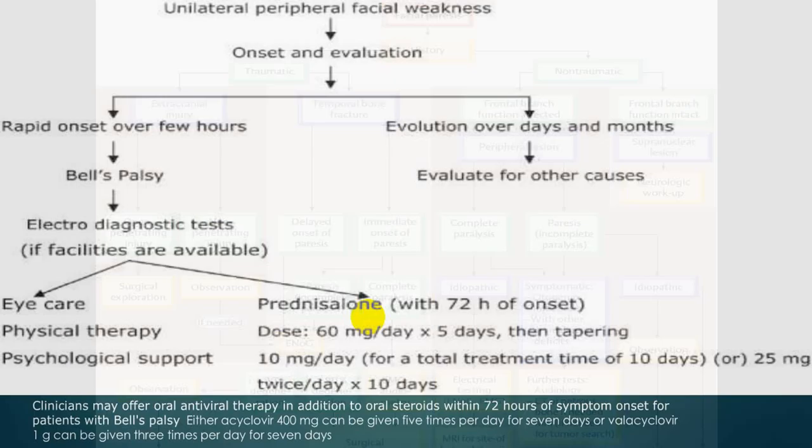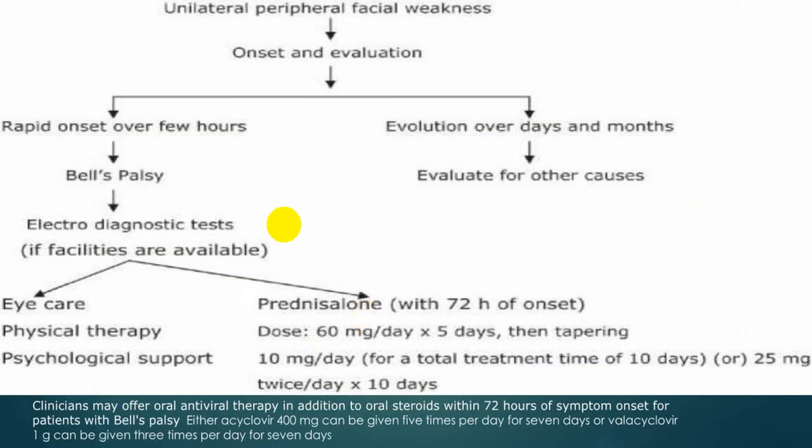Now this particular part I have already discussed in facial nerve. So rapid onset over a few hours, Bell's palsy. You can do an electrodiagnostic test, and then you can go for eye care, physiotherapy and psychological support. As far as treatment is concerned, prednisolone can be given in tapering dose within 72 hours of onset.